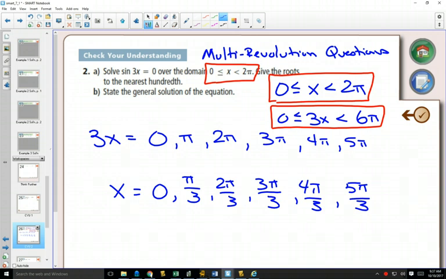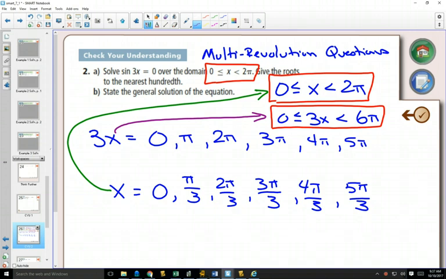And look at our final answers for x. Are they between 0 and 2 pi? Because that was our goal, right? Our domain for x should be between 0 and 2 pi. In order to do that, we needed to temporarily look at 3x between 0 and 6 pi, so that when we did the horizontal compression, all of our answers ended up being between 0 and 2 pi.